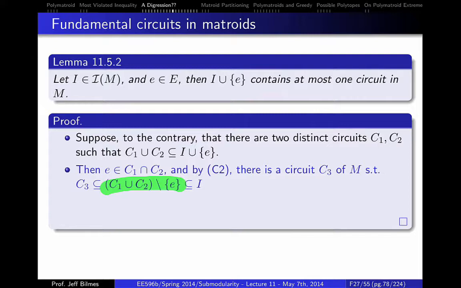But now that's a contradiction, because now we're saying that there's a circuit here, C3, which is a subset of I, but by assumption I is an independent set. So therefore, this contradicts the definition of independence.